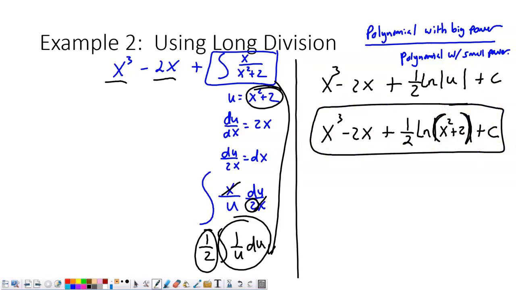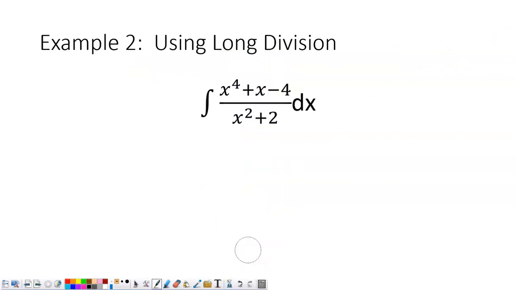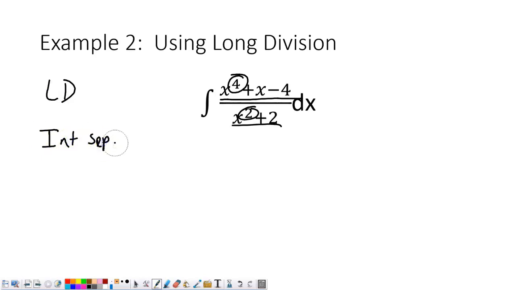So, what's the strategy? The strategy is when you have a polynomial being divided by another polynomial, and the polynomial on top has a bigger power than the one on the bottom, you start with long division, and then you integrate each piece separately, and you're good to go.